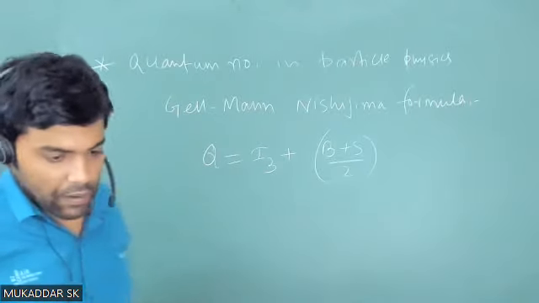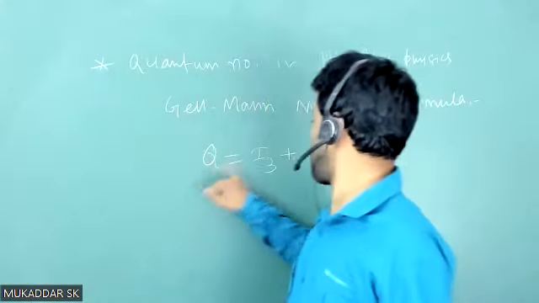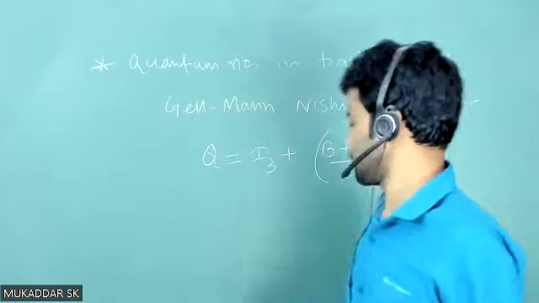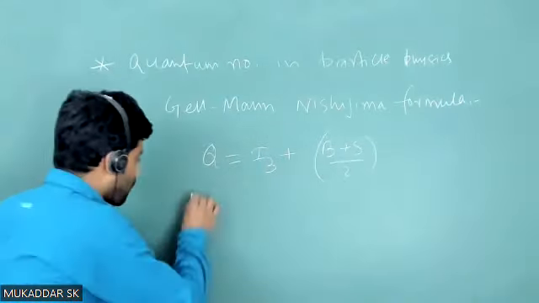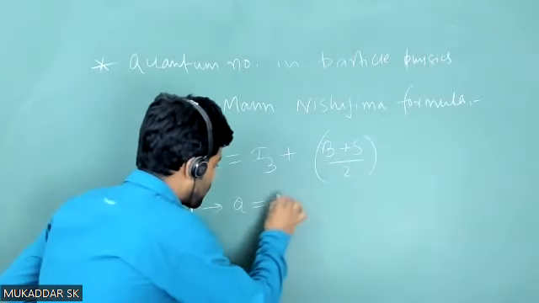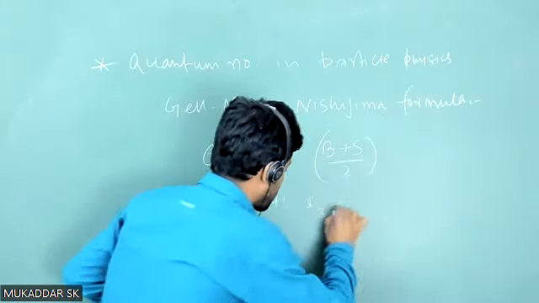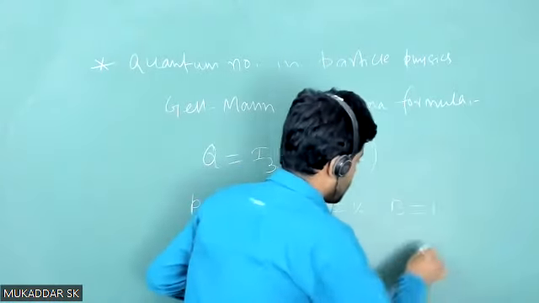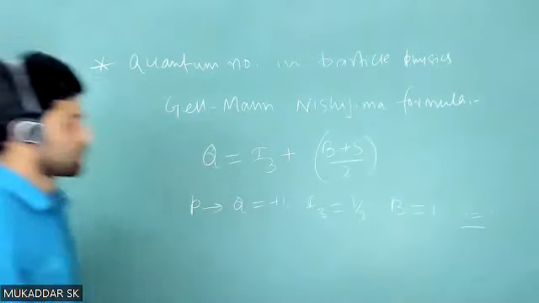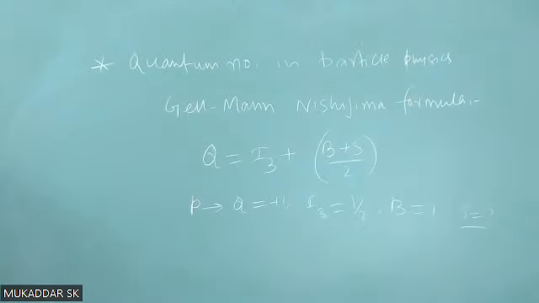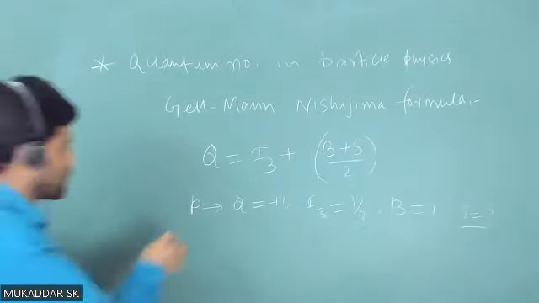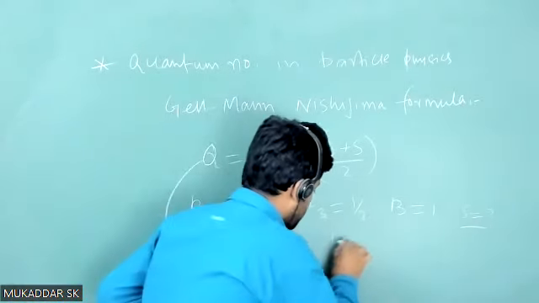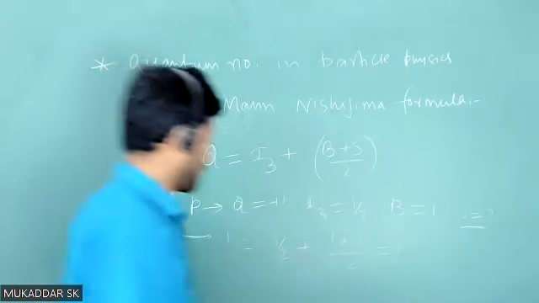सपोज आपका कोई एक सबएटॉमिक पार्टिकल है, और आपको 3 क्वांटम नंबर के बारे में पता है. So you can find out the other quantum number like strangeness. For example, suppose you have a proton, you know charge of proton is +1. I3 कितना है? Half. Baryon number 1. You can find its strangeness. So you can just use this formula: 1 equals half plus baryon number 1 plus S by 2.